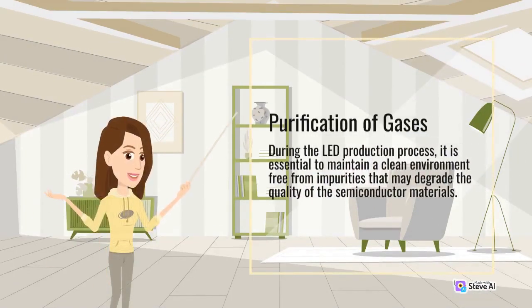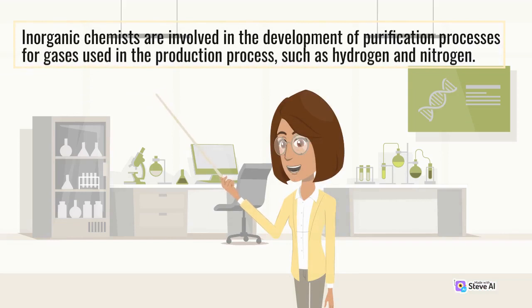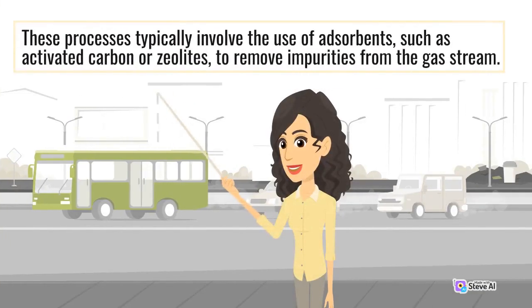Purification of gases. During the LED production process, it is essential to maintain a clean environment free from impurities that may degrade the quality of the semiconductor materials. Inorganic chemists are involved in the development of purification processes for gases used in the production process, such as hydrogen and nitrogen. These processes typically involve the use of adsorbents, such as activated carbon or zeolites, to remove impurities from the gas stream.